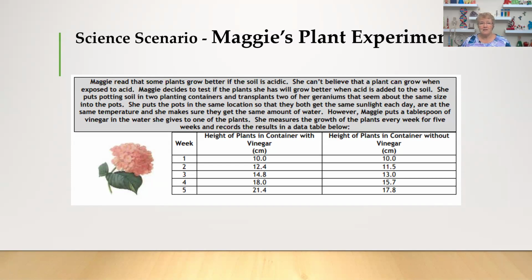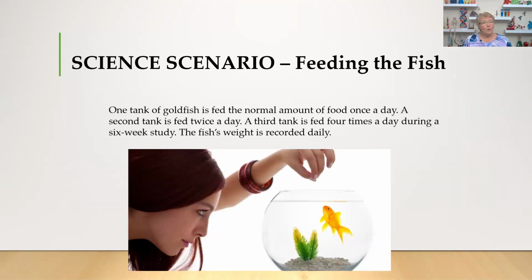Let me see if I have a fast one here. Okay, here's one. One tank of goldfish is fed the normal amount of food once a day. A second tank is fed twice a day. A third tank is fed 4 times a day during a 6-week study. The fish's weight is recorded daily. All right, so this is the experimental part of the scientific method. So what do you think the independent variable is?